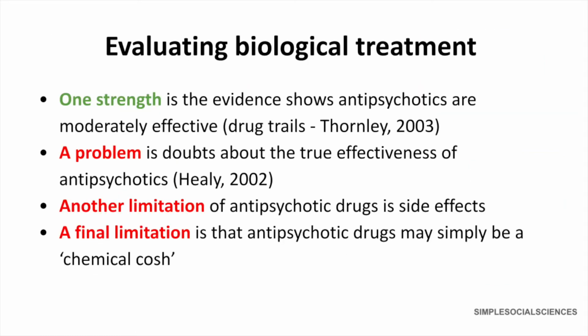So when evaluating the biological treatment, we must consider the strengths and limitations of using drug therapy to treat schizophrenia. We're questioning, is this an effective treatment or is it not an effective treatment? So rather than looking at the validity of a theory or the reliability, generalizability, and so on, we're actually focusing on, is it effective or is it not? Well, first, we can look at the strength of using a biological approach.